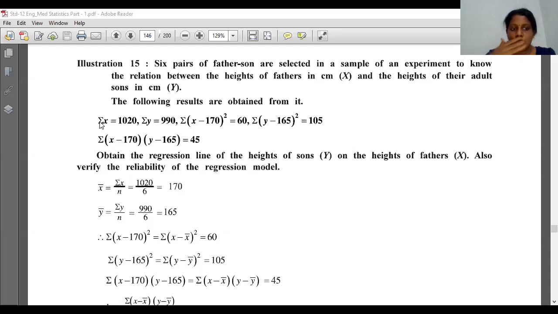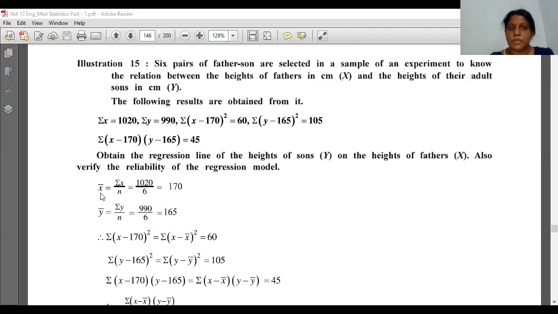Now, sigma x is 1020, sigma y is 990, and sigma (x minus 170) the whole square is 60, and sigma (y minus 165) the whole square is 105. And sigma (x minus 170)(y minus 165) equal to 45. Now obtain the regression line of the height of sons y on the height of father x. Also verify the reliability of the regression model.